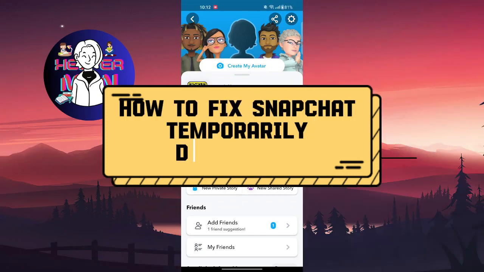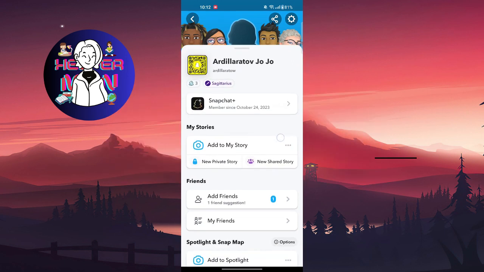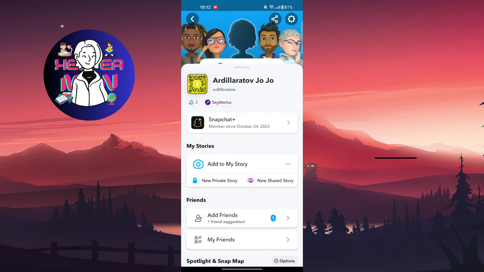Today we're going to talk about how to fix temporarily disabled on Snapchat. So let's first talk about why you are temporarily disabled. It's because you violated the terms of usage of Snapchat.